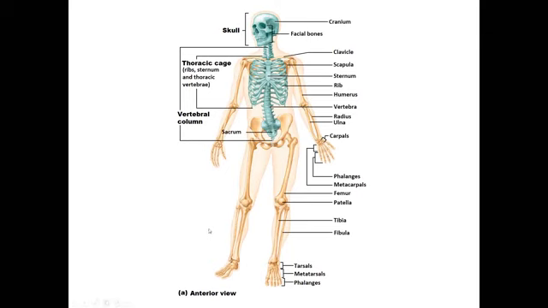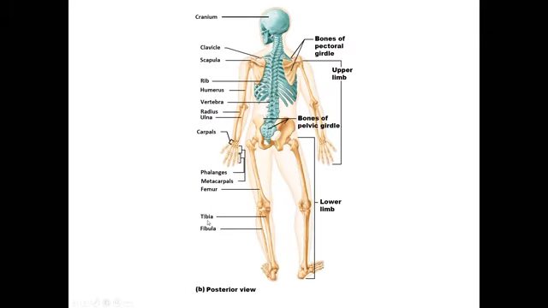And then we've got our posterior view here, and we will look at three structures in more detail. So our pelvis, our spinal column, and the thoracic cage, because like I said, there are landmarks that we need to know, and because a lot of the terminology also then gets reflected in either muscles or some other organs.